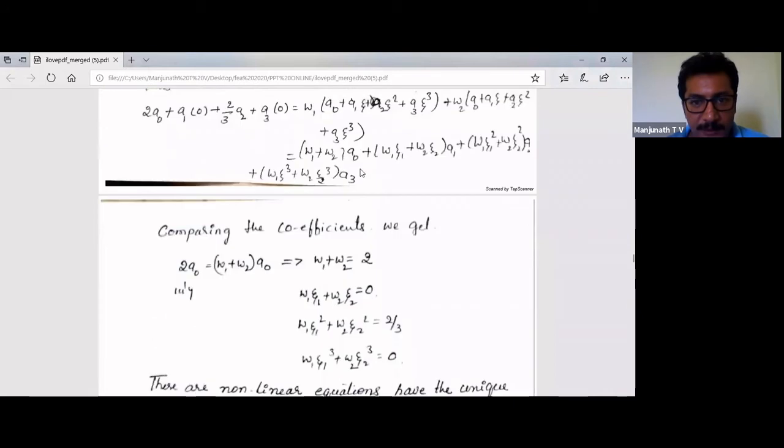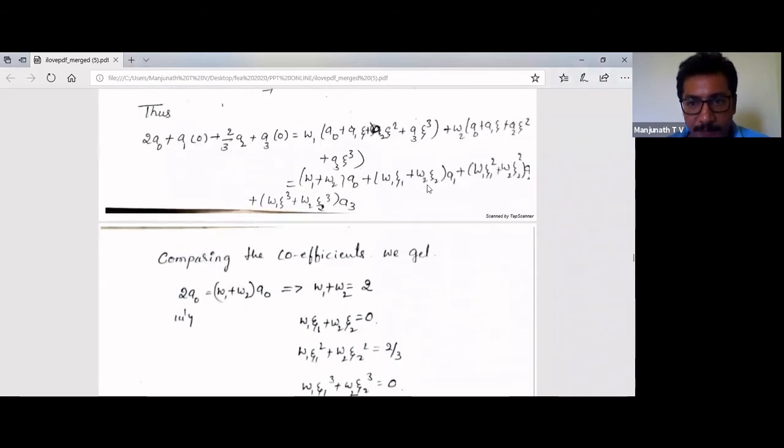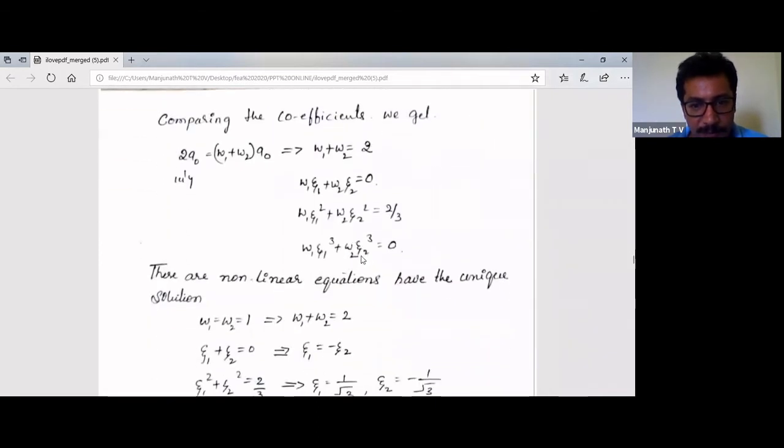Then again considering the fourth coefficient: here A3 times 0 is there, and here (W1 zeta 1 cube plus W2 zeta 2 cube) times A3 is there. As A3 gets cancelled, W1 zeta 1 cube plus W2 zeta 2 cube is equal to 0. That you write here.